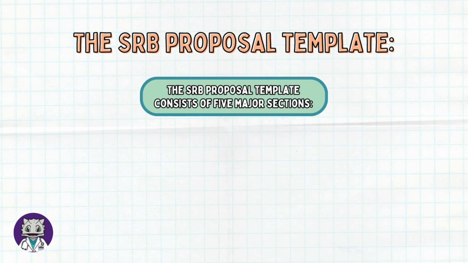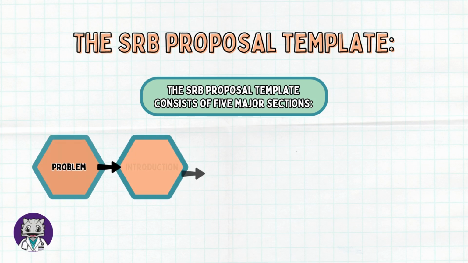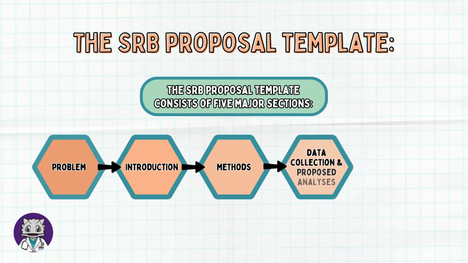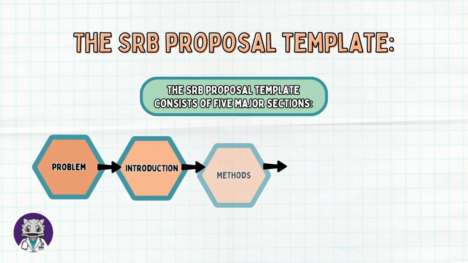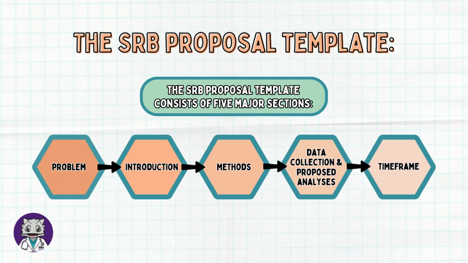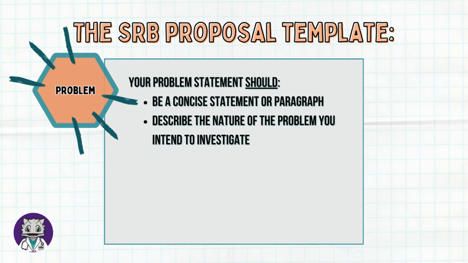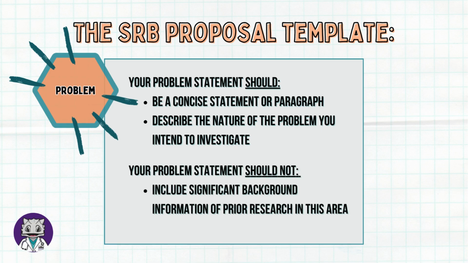The SRB proposal template consists of 5 major sections. These are the following: your problem, introduction, methods, data collection and proposed analysis, and lastly, the project timeframe. Now we will take a closer look at each of these sections. The problem should be a concise statement or paragraph, which describes the nature of the problem you intend to investigate. Your problem statement should not include significant background information of prior research in this area.